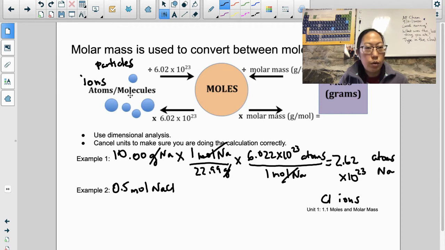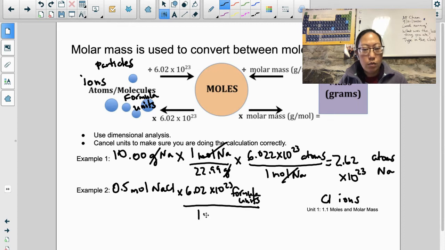And molecules, remember, ionic compounds don't have molecules, so these could be formula units as well. So here, if I want to go to ions, I'm first going to figure out how many formula units I have in 0.5 moles of NaCl. So here we have 6.02 times 10 to the 23rd formula units for 1 mole of NaCl.